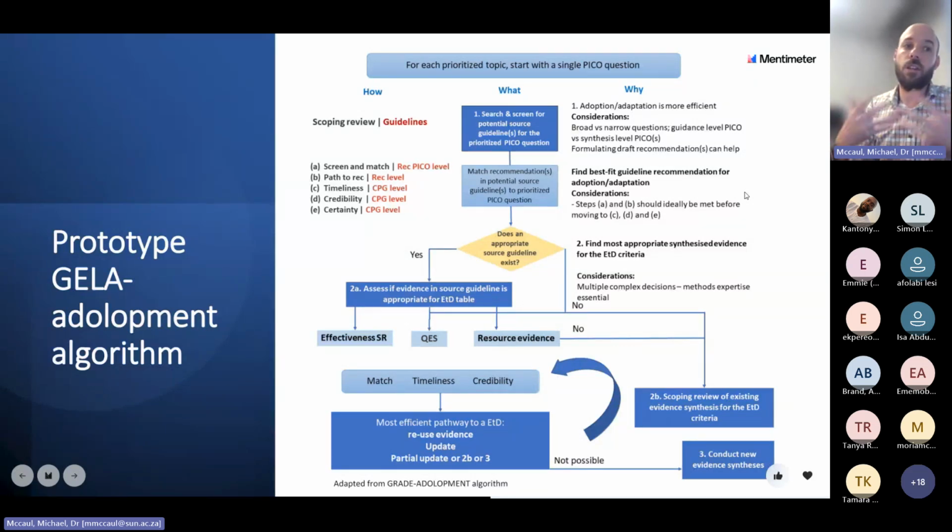If you do have a guideline, you need to go deeper into the underlying evidence, specifically around effectiveness evidence in populating those domains in ETD, qualitative evidence that some will talk about, and resource evidence. And eventually, depending on what you find there, you'll have to update the evidence, or you can just use it as is. All in all, to try and populate an evidence to decision framework to make it more efficient instead of going de novo route.